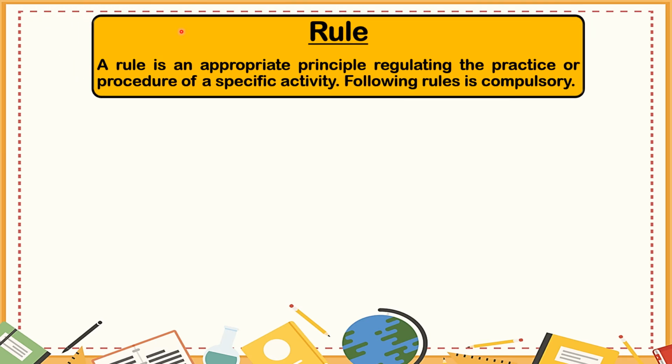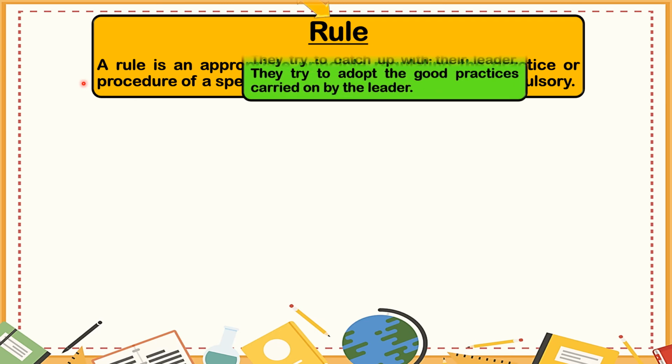Now, class, let us read about rule. It's not in your book, so please follow after me. Rule. A rule is an appropriate principle regulating the practice or procedure of a specific activity. Following rules is compulsory because, as I told you already, when we do not have rules or laws to follow, it will be chaotic every day because people will just do everything they want, good or bad.